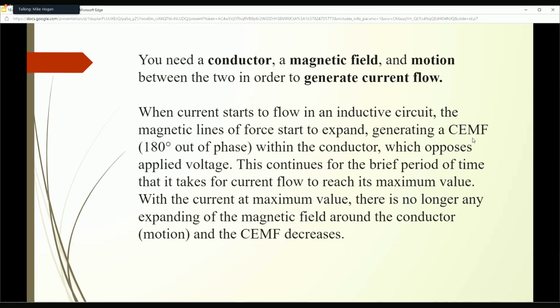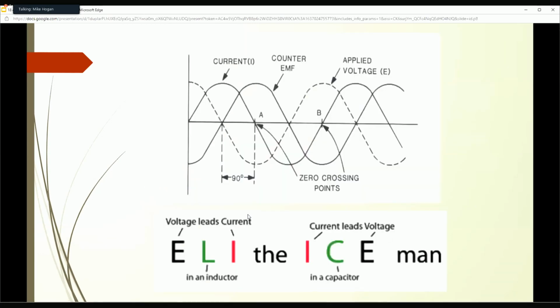It generates this counter EMF, 180 degrees out of phase, which opposes the applied voltage. This continues for a brief period of time, the time it takes for the current flow to reach its maximum, those five time constants. With the current at a maximum value, there's no longer any expanding of the magnetic field around the conductor, and the CEMF decreases. So once you get that maximum value, current is the same and not changing, and you don't get any more expansion of the magnetic field.